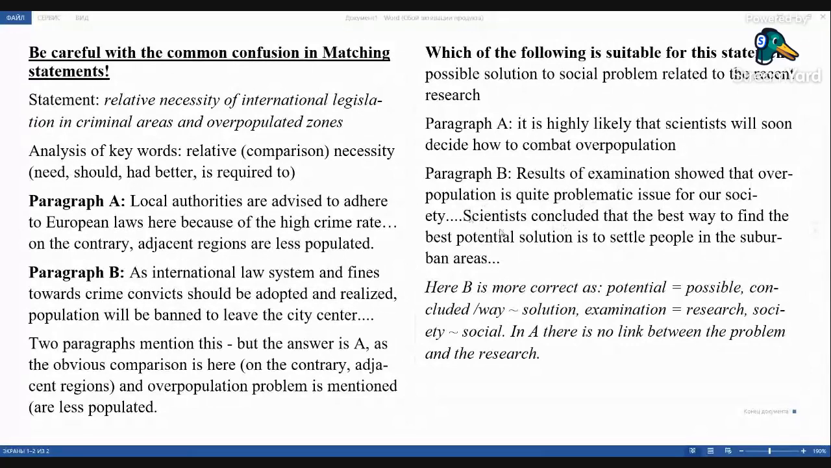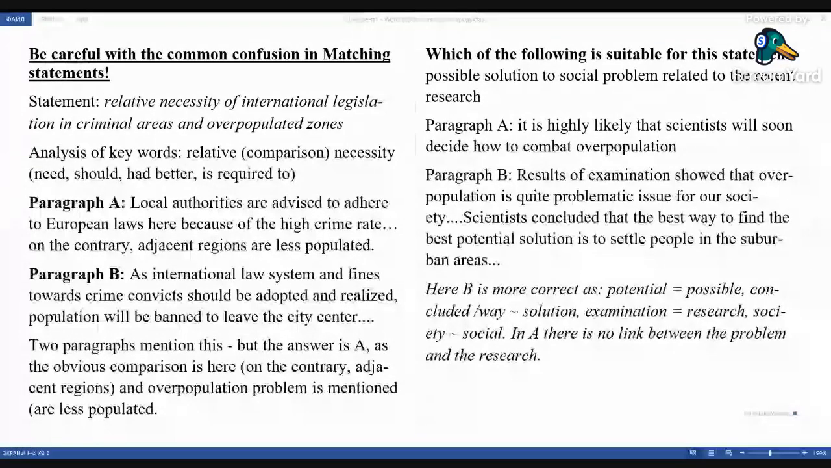And if we talk about scientists again, because we refer to research, you know that examinations may be organized by different groups of people. And the mention of scientists is good, actually. And we can see concluded the best way, and we can see this best way clearly, because we need to find a paragraph which will offer this possible solution. And they think that the best way is to settle people in suburban areas. That's why the second paragraph is more appropriate for this case.